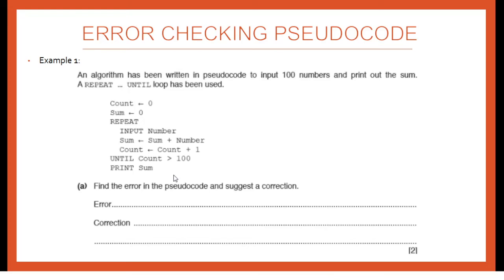In this question, there's actually only one error. So let's see. Alright, this statement right here. This algorithm is designed to input exactly 100 numbers. However, we can see in this line that until count is greater than 100. This is wrong. The correction should be until count is equal to 100.